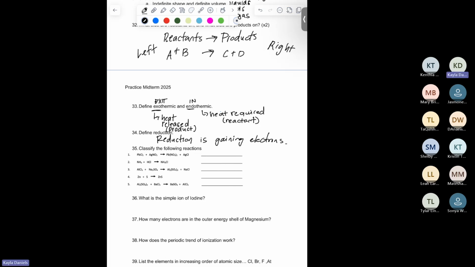All right, 35, classifying reactions. You only have one, but I gave us like 5 examples because I love to be complicated, I guess. We could narrow this down to like 3.